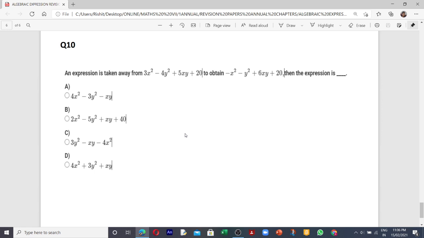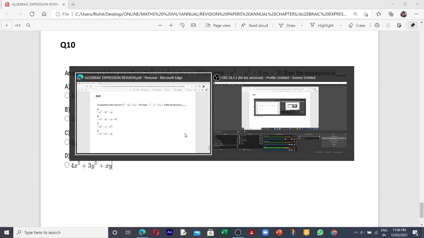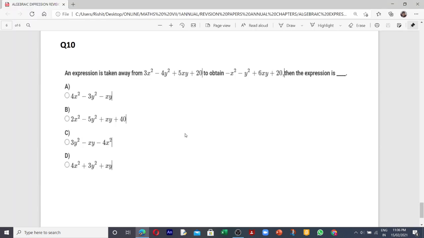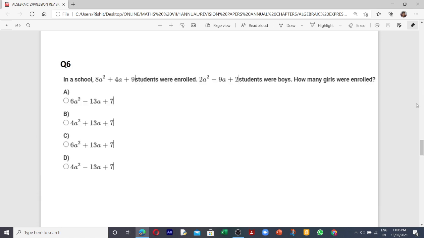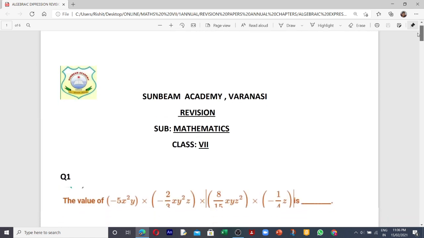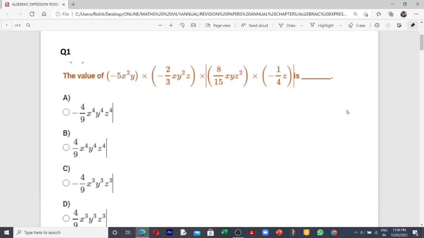What is question number 4? Okay, A, B, C, D. Question number 10. What will be the answer? Let's check it from the beginning, children. This is the first question. You can match your question as well as the option number along with the answer.